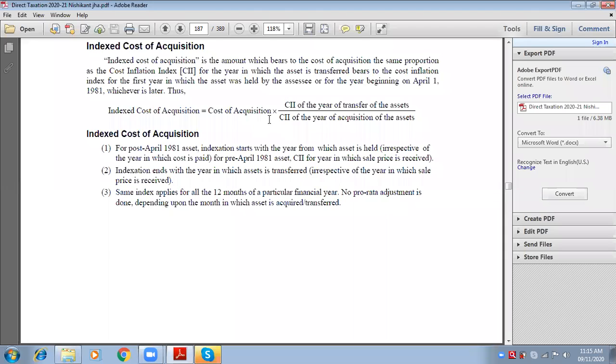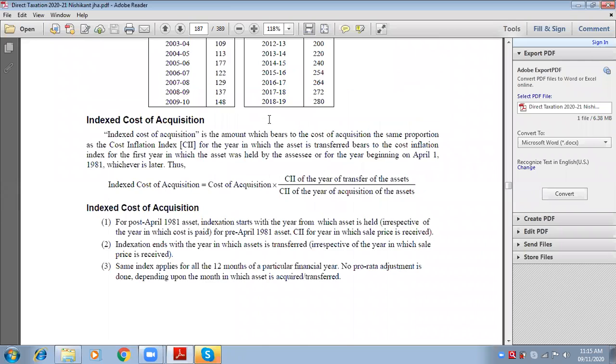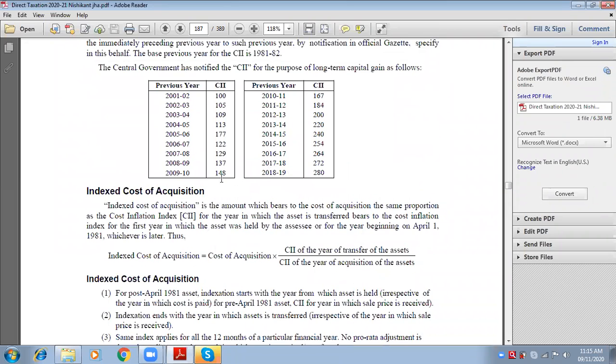Suppose for 2009-10 the index was 148. Then throughout the year 2009-10, for every month, 148 is applicable. It will not be that 148 is divided by 12. No, you will take 148 for every month of the year 2009-10.